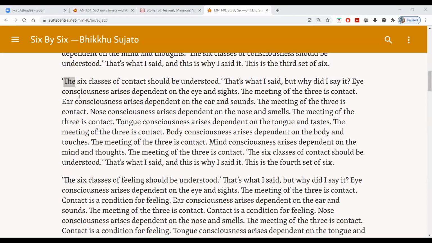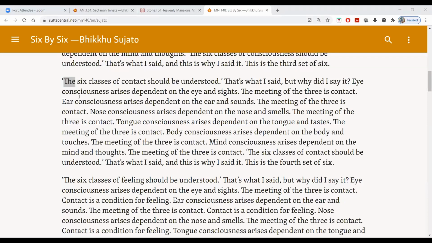And the last one is mind contact. The meaning of the mind contact is that mind consciousness arises dependent on the mind and thoughts. The meeting of the three is contact, mind contact. So here Buddha clearly explains about three things: mind, mind consciousness, and the thoughts. Very clearly it's mentioned here. So then we know that we can develop wise consideration to understand these things as three different things, and they have their own paths. As a result of mind and thought, mind consciousness arises.